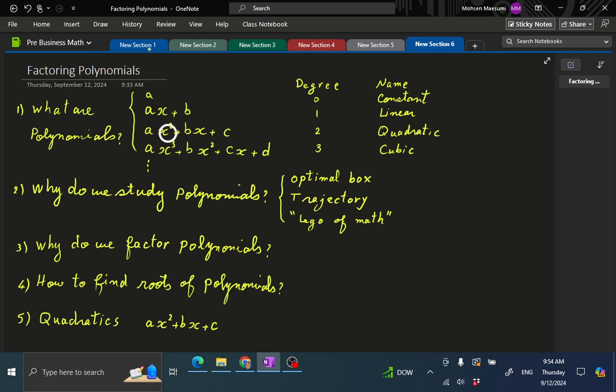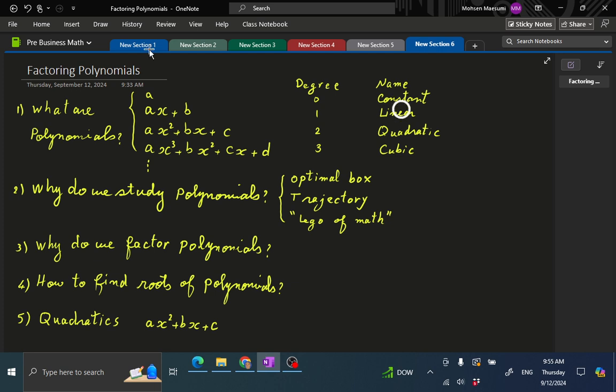Next are the so-called quadratics. Quadratic polynomials have an x squared in them. So, for example, 2x squared plus 3x plus 4. And then higher up than that are the cubic polynomials. Cubic polynomials, for example, 5x cubed plus 7x squared plus 9x plus 11 and so on.